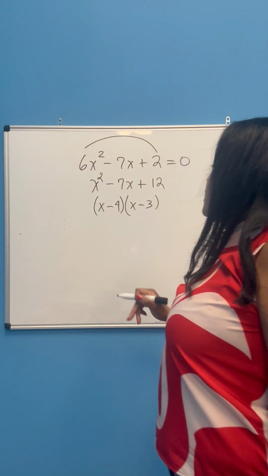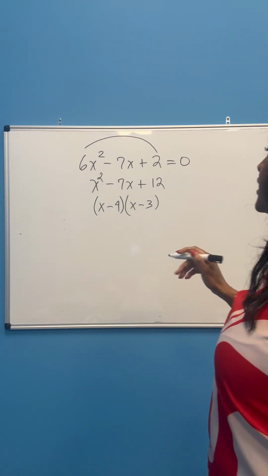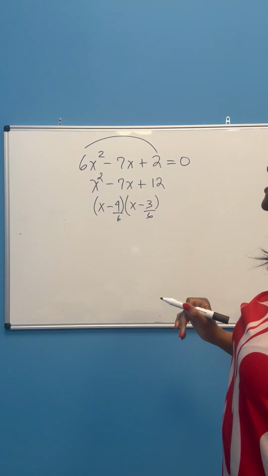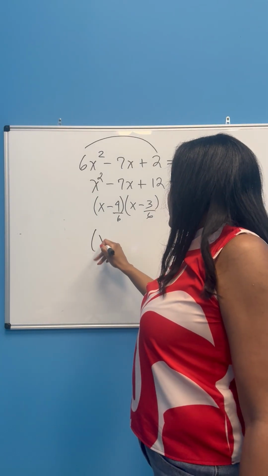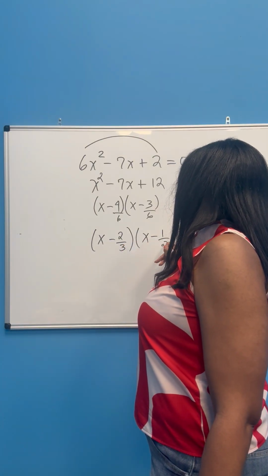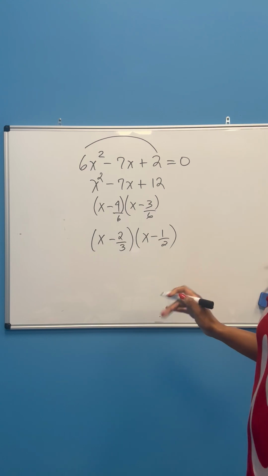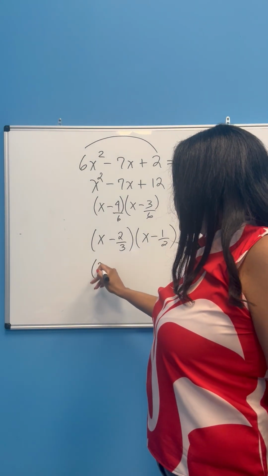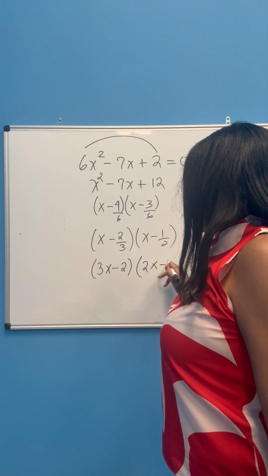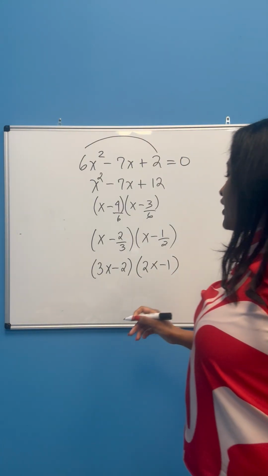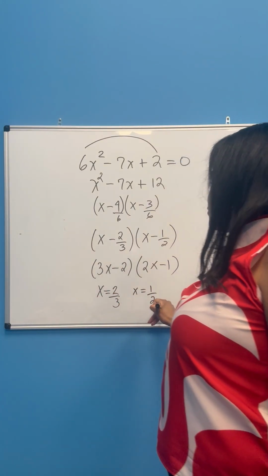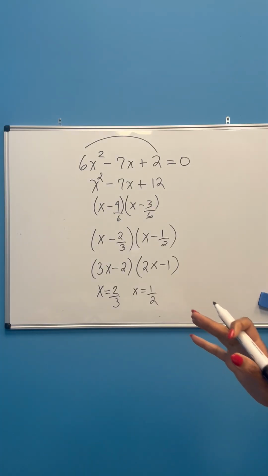And then since I took out that 6, I need to bring it back in. So I divide by 6. I took out that 6 by multiplying by 6, so now I'm going to bring it back in. This can actually simplify. All right, and then the final step is you take that denominator and move it up here. So you have 3x minus 2 and 2x minus 1. And your possible answers are actually x equals 2/3 or x equals 1/2. And you can put either of those answers in, and that would be correct.